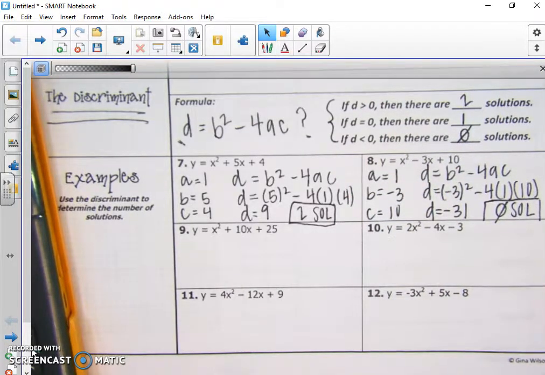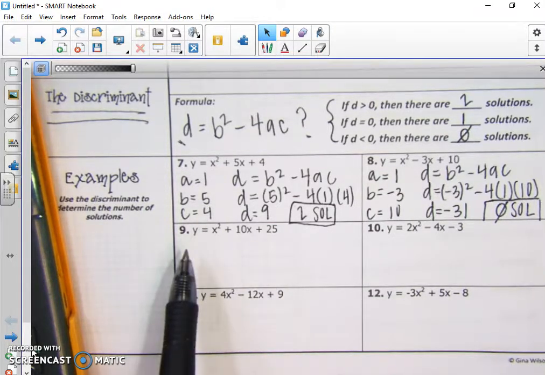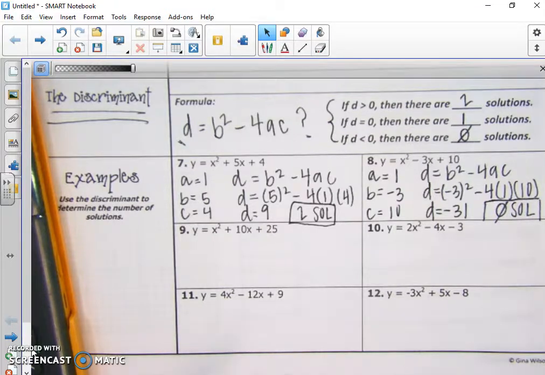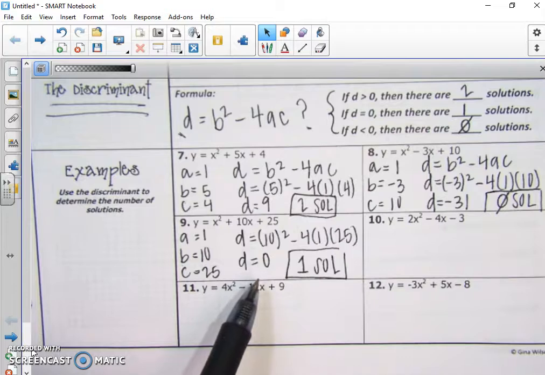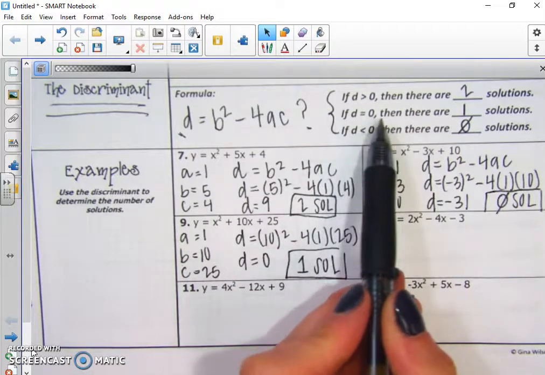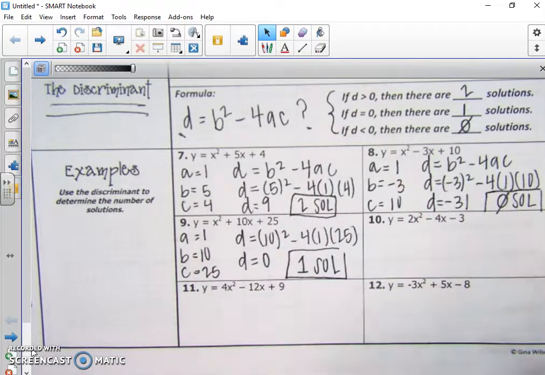So you'll repeat this process for 9, 10, 11, and 12. Go ahead and try to do number 9 on your own. Pause the video, do number 9, and then unpause it and check your answer. For number 9, you should get that the discriminant is equal to 0, and if D equals 0, there is only 1 solution. So this would be 1 solution. Okay, try number 10, 11, and 12 on your own.